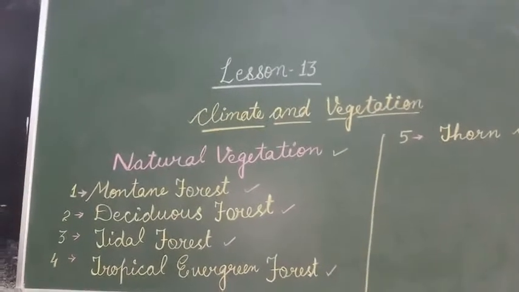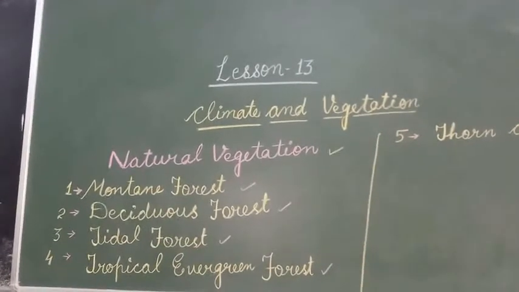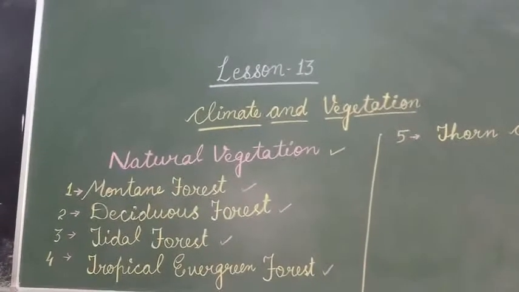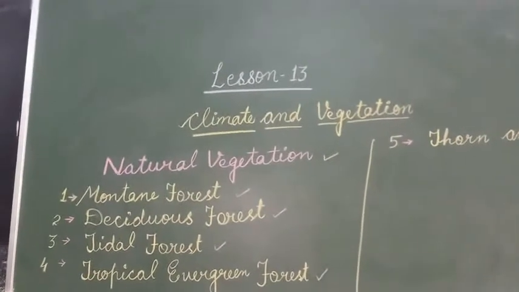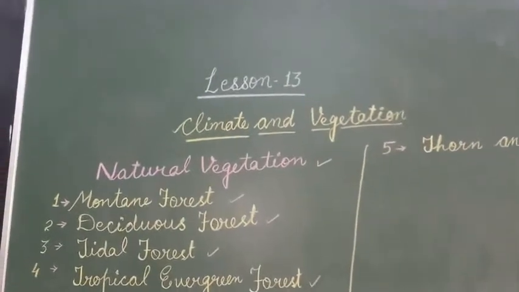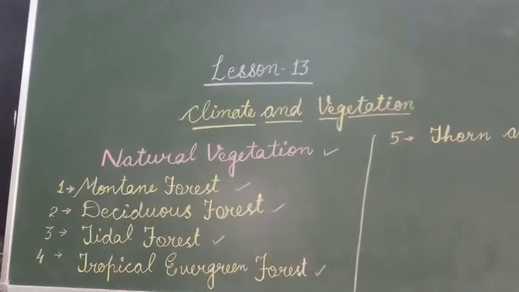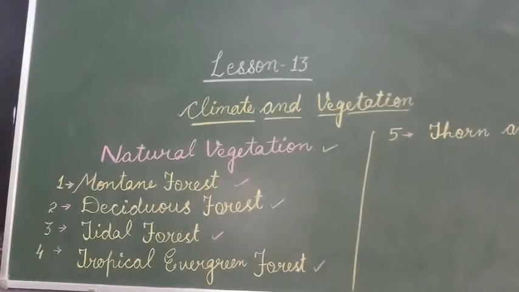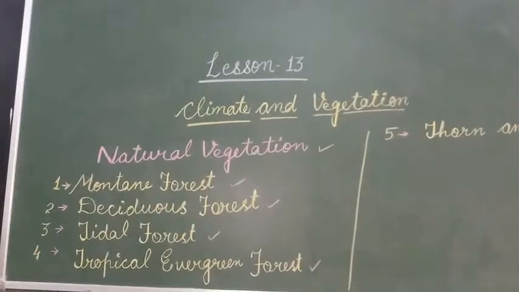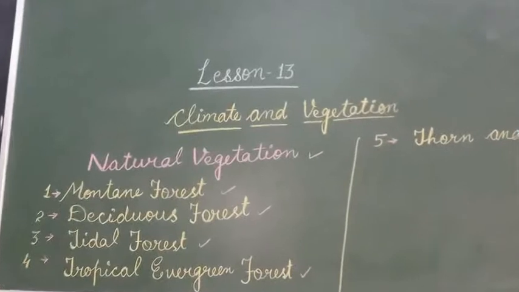The term natural vegetation means those plants and trees which grow naturally in an area, without any human effort. They are known as natural plants and vegetation. The area acts as the natural habitat for these plants. India's natural vegetation includes these five types of forest.